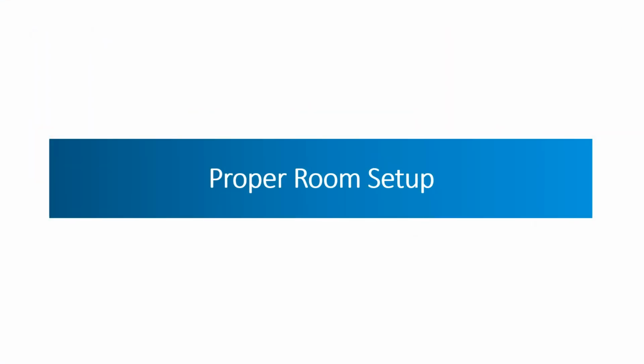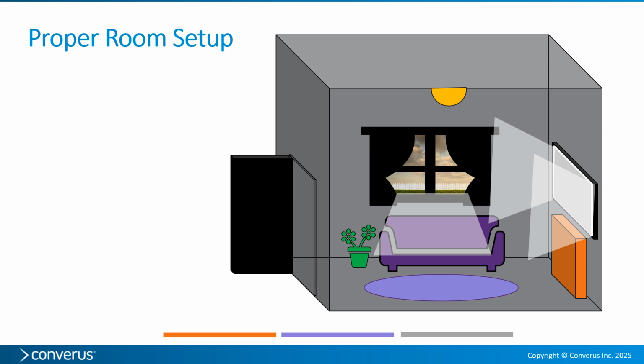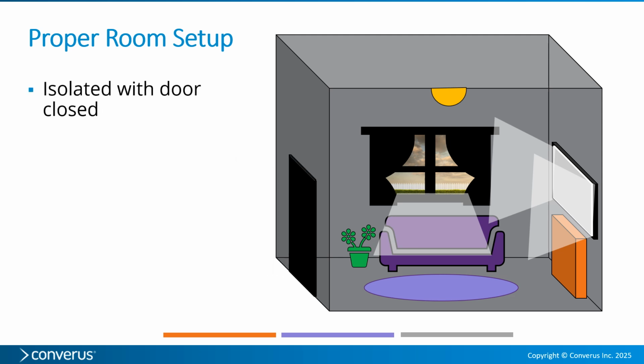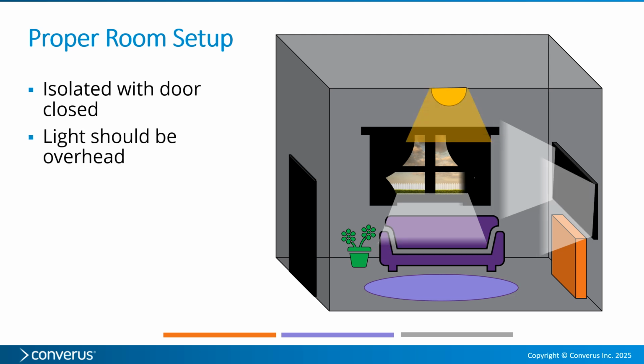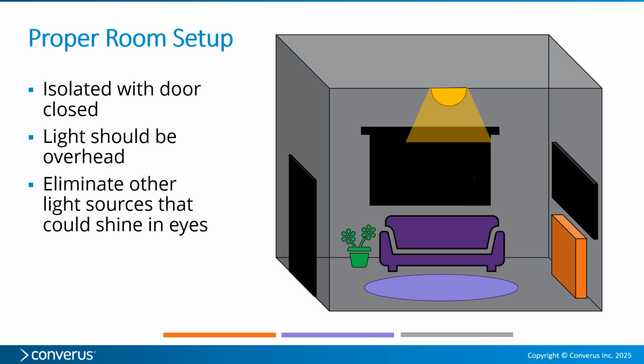First, let's discuss the proper room setup for VerifEye testing. The room used for the test should be isolated from distractions and sound with the door closed. There should be moderate lighting overhead, and you should eliminate other light sources that could shine in the examinee's eyes, such as windows, mirrors, TVs, or computer screens.